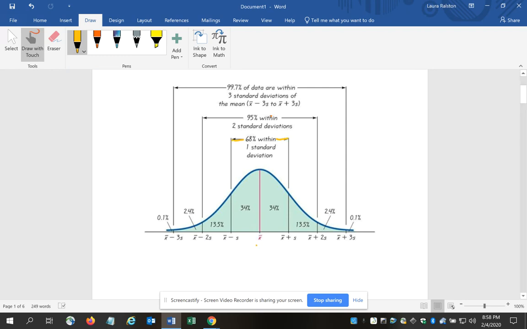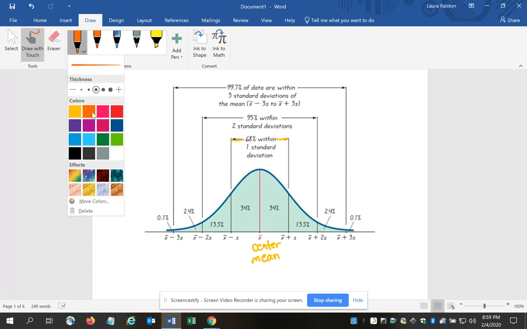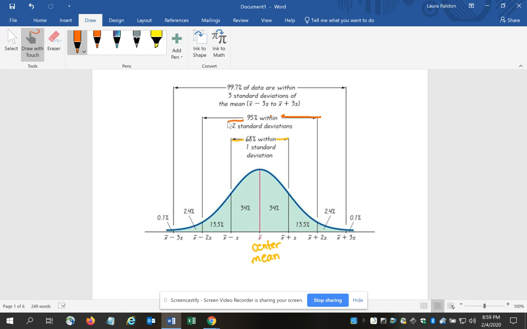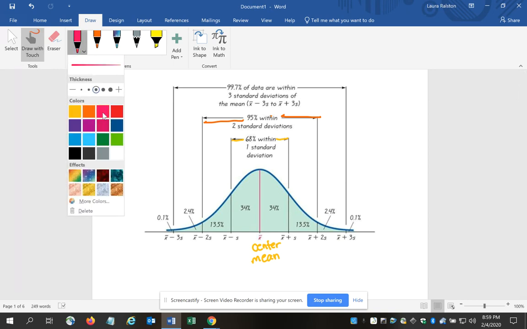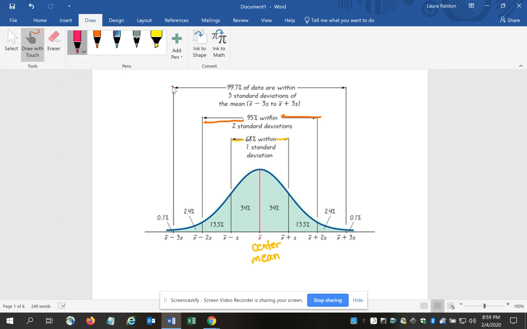Remember, the mean is your measure of center. So if we go one standard deviation below and one standard deviation above, we should have approximately 68% of the data. If we go two standard deviations above the mean and two standard deviations below the mean, you should have a total of 95% of all the data values. And finally, if you go three standard deviations, you'll have 99.7% of the data values.